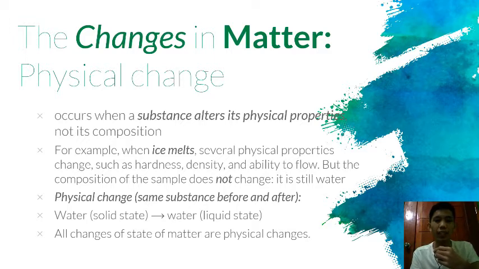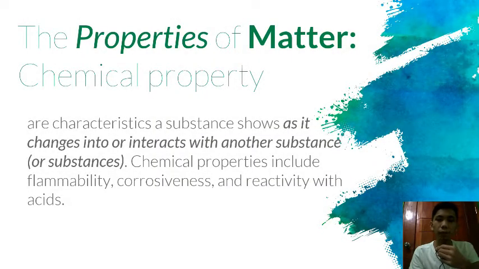So take note that the physical change has the same substance before and after the change. So from water, solid state changes into water in liquid state. All changes of states of matter are physical changes. So take note of that. What about the chemical property of a substance? These are the characteristics a substance shows as it changes into or interacts with another substance or substances.